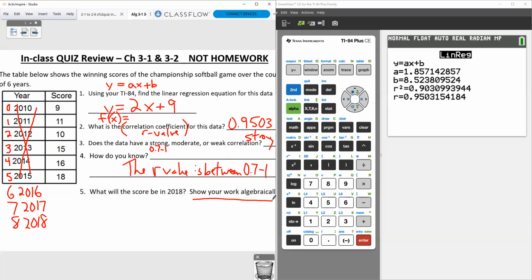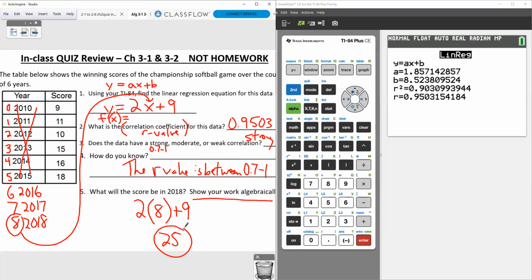So what we need to do is take this 8 and sub it in to here for x. So you're going to have 2 times 8 plus 9. You have to show that. You can't just use your table. Technically, you could type your y equals equation into your table and check it by the table, but we need to show it algebraically. So 2 times 8 is 16, plus 9 is 25.